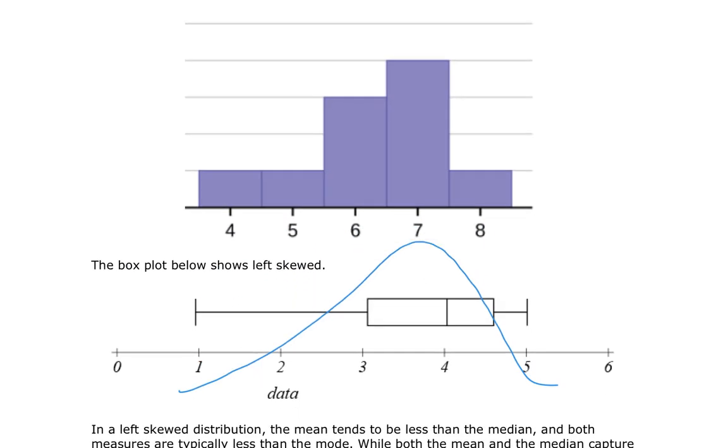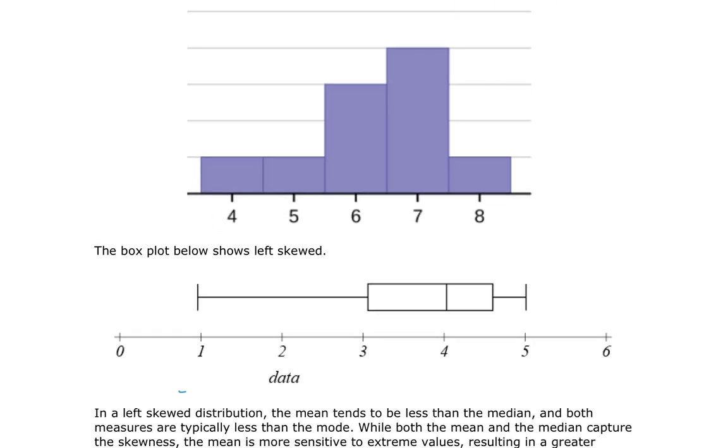The box plot, again, does not necessarily represent the histogram, but it is also left skewed, in that the longer whisker is on the left. Sometimes I think box plots are easy for determining whether it is left or right skewed. Left skewed means the longer tail is pointing to the left, and we consider it negatively skewed.